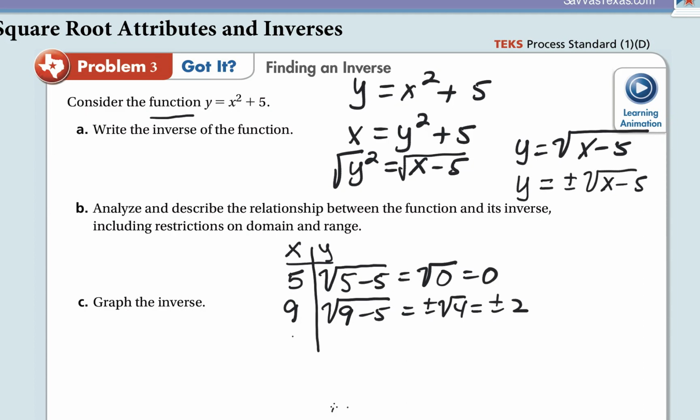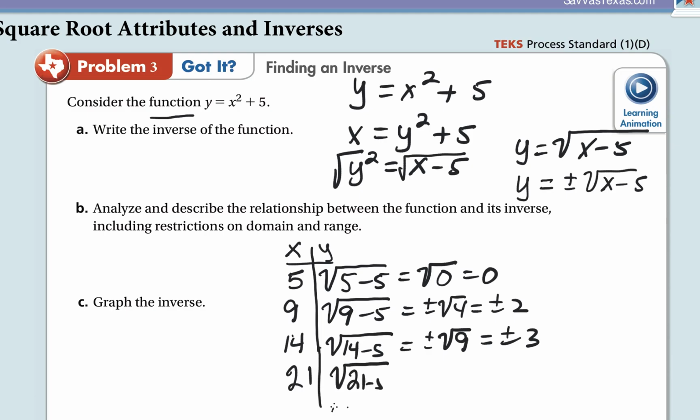The next one is 14. So we have the square root of 14 minus 5, which is equal to plus or minus square root of 9, equals plus or minus 3. The next number would have to be 21, because the square root of 21 minus 5 is equal to plus or minus square root of 16, which is plus or minus 4.